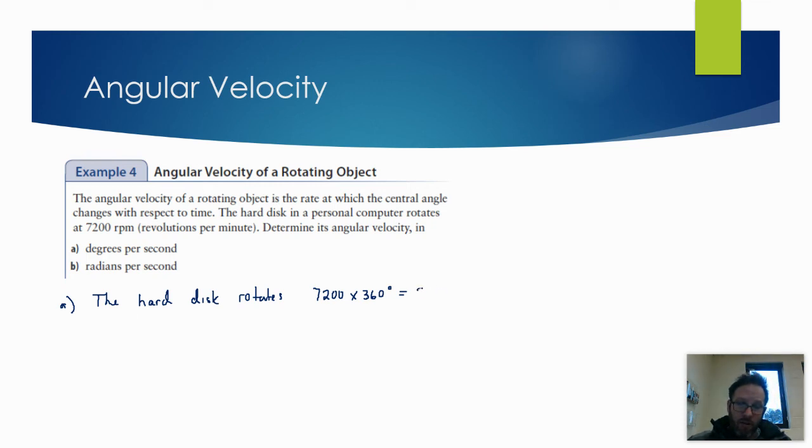That is 2,592,000 degrees. Every minute, this hard disk revolves that much. And now we can calculate the angular velocity because we have the degrees and we have the seconds. Angular velocity is the degrees divided by the seconds. 2,592,000 degrees. We know that happens every minute, which is 60 seconds.